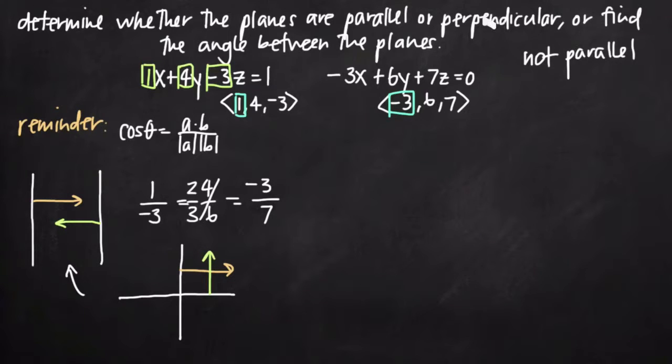The way that we test for vectors being perpendicular to one another is to take the dot product of the vectors.